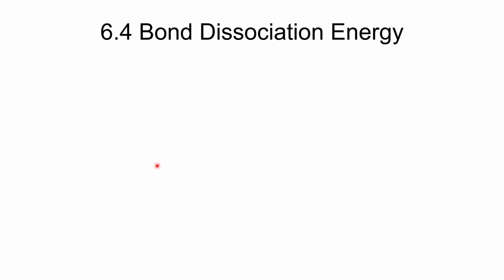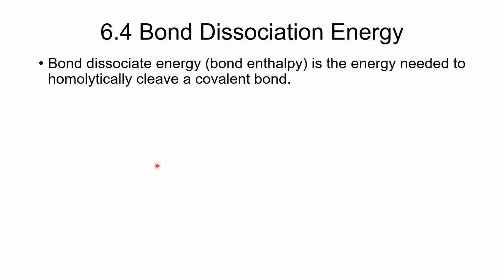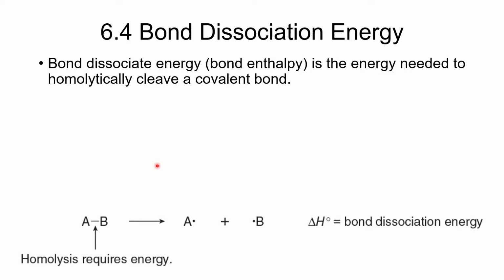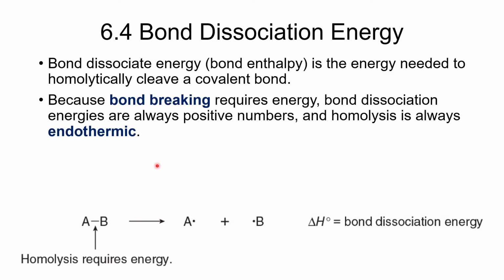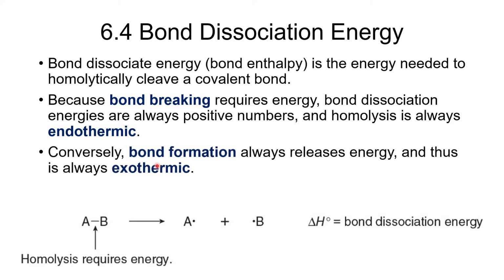All right, so now we want to look at section 4, where we are going to discuss bond dissociation energy. And bond dissociation energy, or bond enthalpy, is the energy needed to homolytically cleave a covalent bond. All right, so the bond dissociation energy is that. Homolysis does require energy, so it is going to be an endothermic quantity. So bond breaking always requires energy, and so bond dissociation energies are always positive, and homolysis will always be endothermic. That means bond formation is always going to release energy and will always be exothermic.